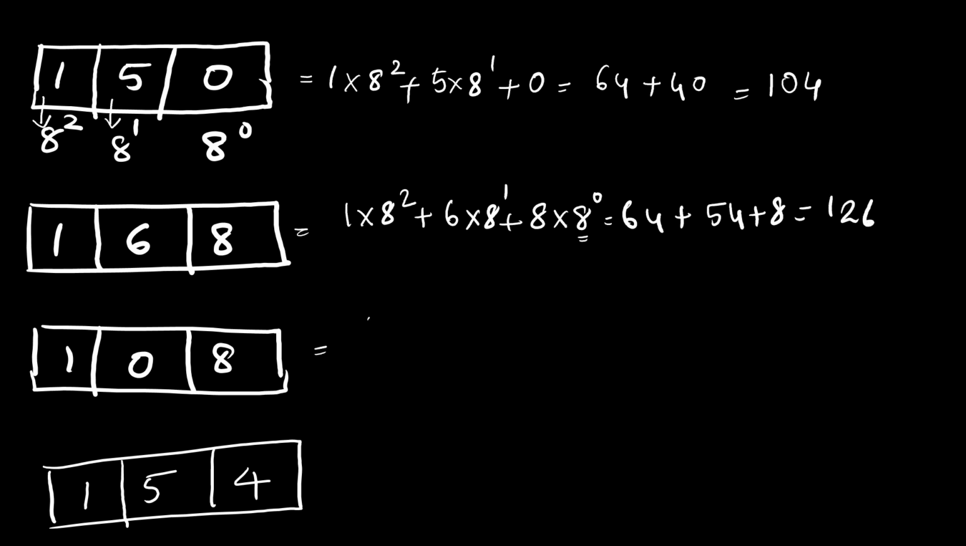Next is 1 into 8 square plus 0 into 8 raised to 1, that is 0, plus 8 into 8 raised to 0, that is 64 plus 8, which is 72.